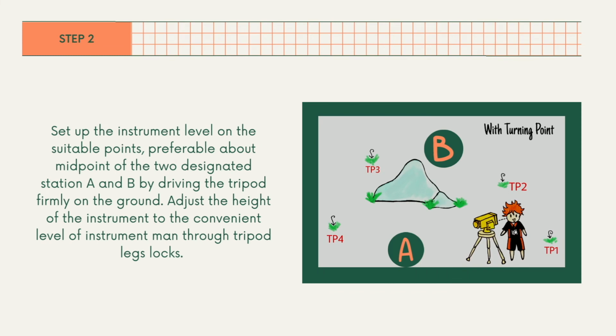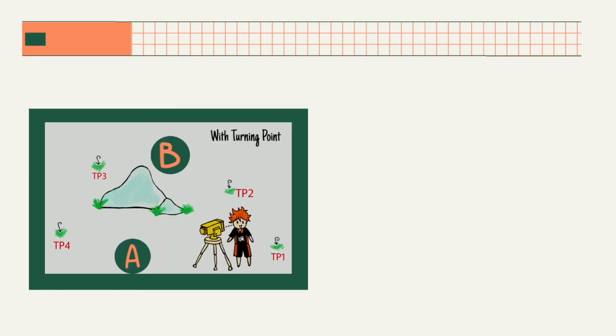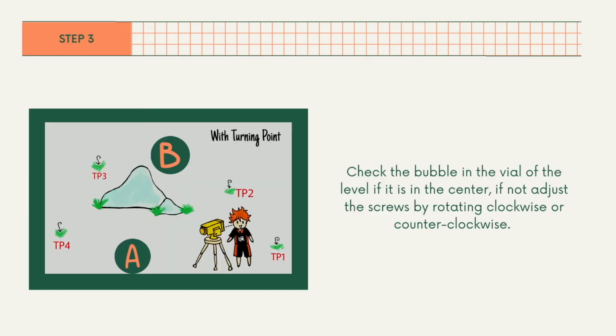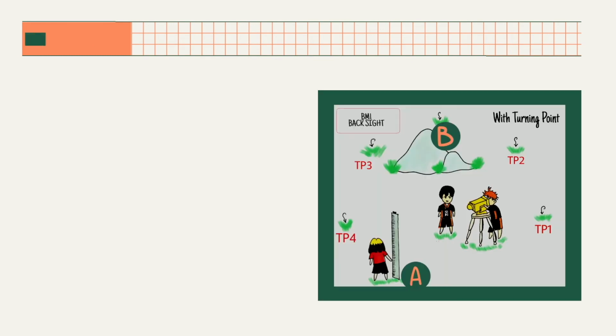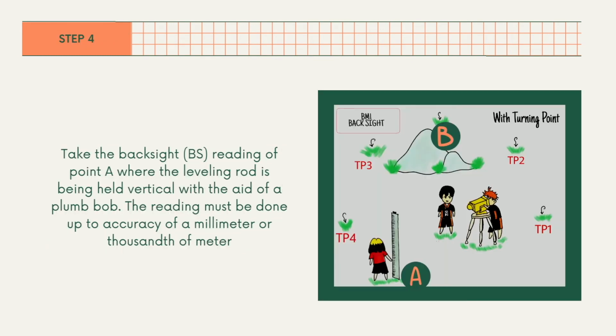Set up the instrument level on suitable points, preferably about midpoint of the two designated stations A and B, by driving the tripod firmly on the ground. Adjust the height of the instrument to the convenient level of the instrument man through tripod leg locks. Check if the bubble in the vial of the level is in the center. If not, adjust the screws by rotating clockwise or counterclockwise. Take the backsight reading of point A where the leveling rod is being held vertical with the aid of a plumb bob. The reading must be done up to the accuracy of a millimeter or thousandth of a meter.